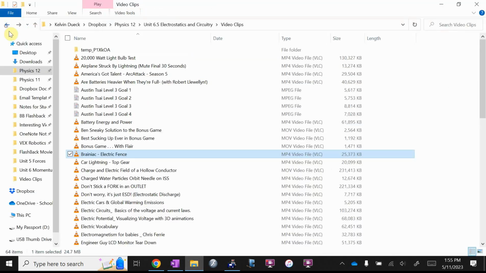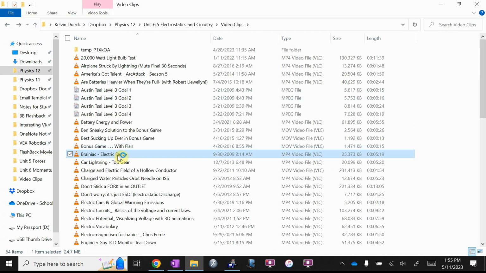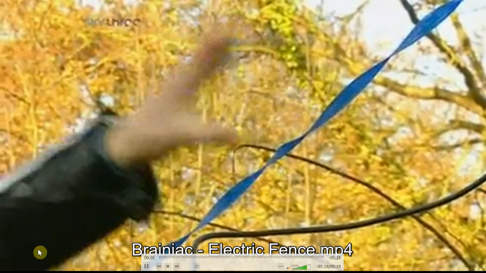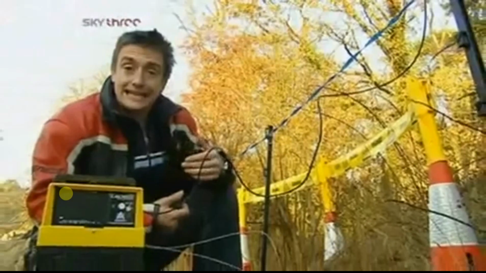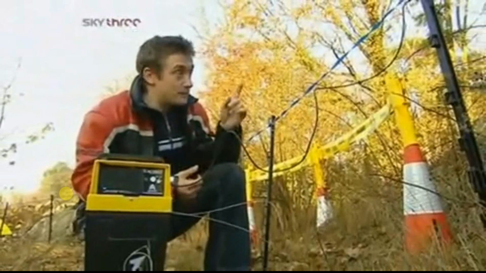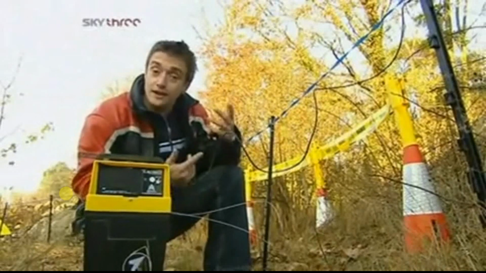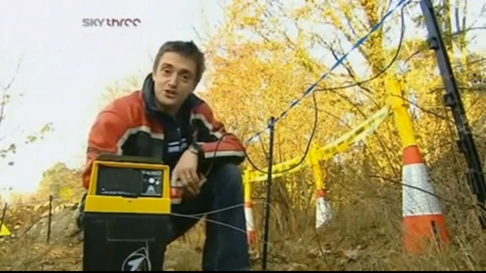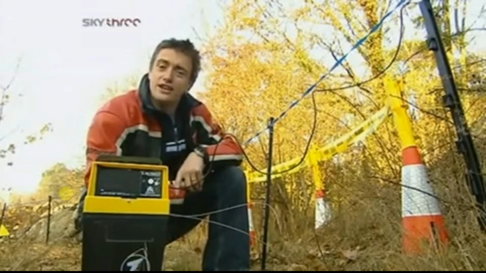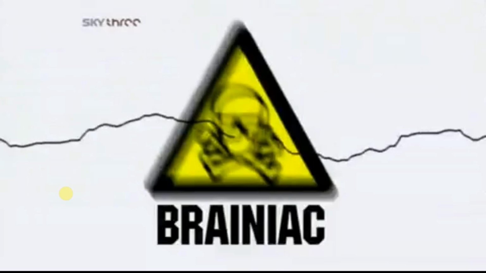Put your pencils down, look up. Ever held onto an electric fence? It hurts. Farmers use electric fences to keep cattle in and foxes out. If an animal touches the fence, it gets a shock and it runs away. Today, by holding on to this fence designed to shock horses, we're going to learn all about electricity.